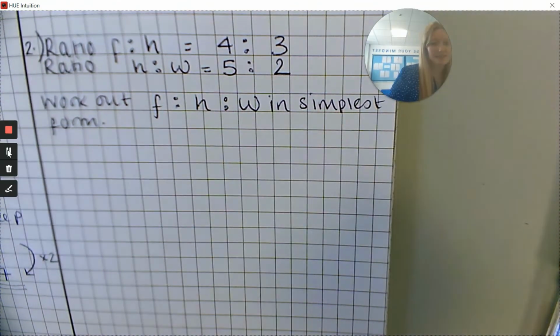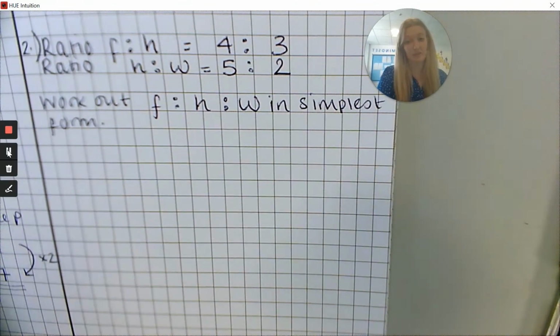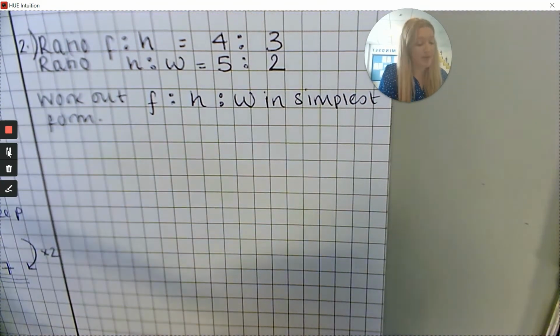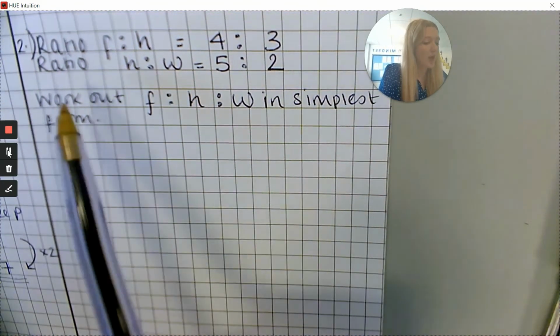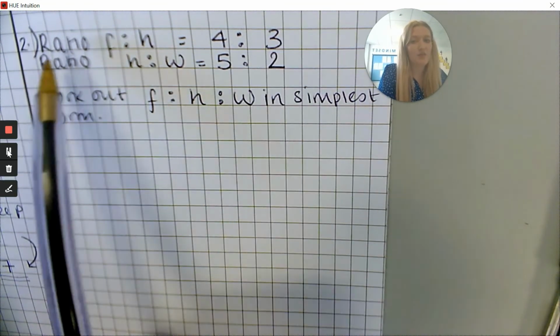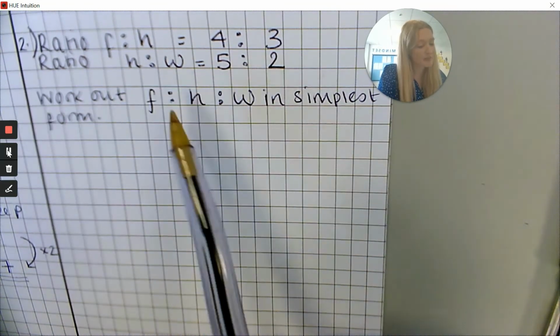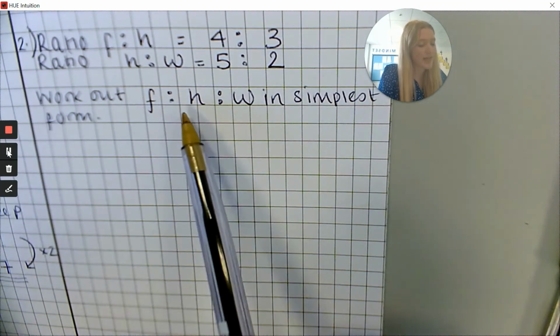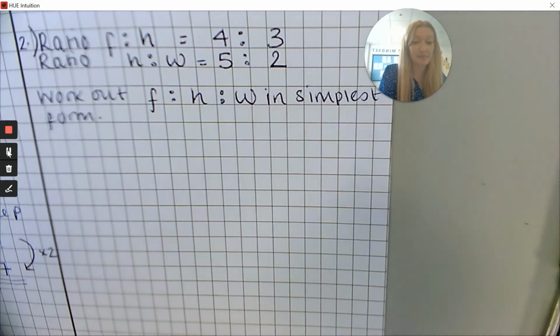Beautiful. So this next question just gets a little bit trickier, okay? But we're going to be fine. We've done so well so far today. We're going to be absolutely fine. So I know that the ratio F to H is 4 to 3. I know that the ratio of H to W is 5 to 2. And I need to work out the ratio of F to H to W in its simplest form.